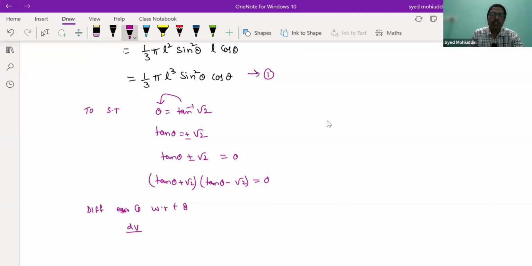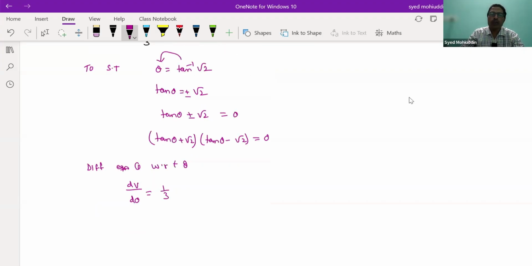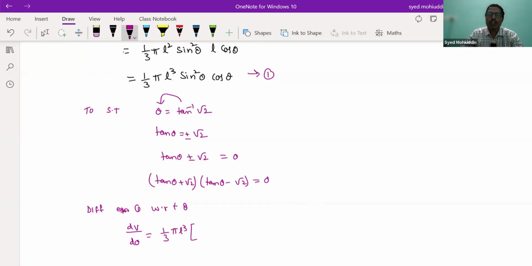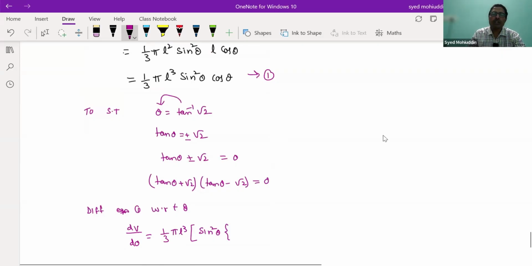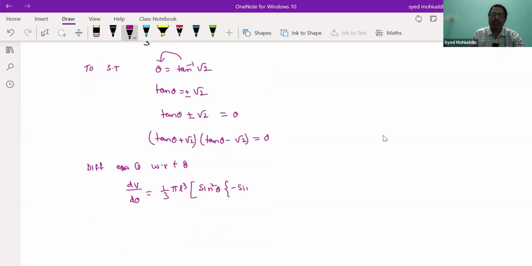So dV by d theta is equal to 1 by 3 pi L cube as it is. Now I need to differentiate sine square theta into cos theta. Because you're having sine square theta into cos theta, you have to use the product rule over here. Let us use the product rule. Sine square theta is as it is, and I differentiate cos theta, which gives minus sine theta.